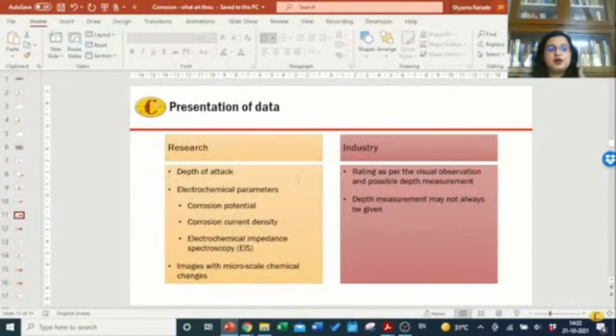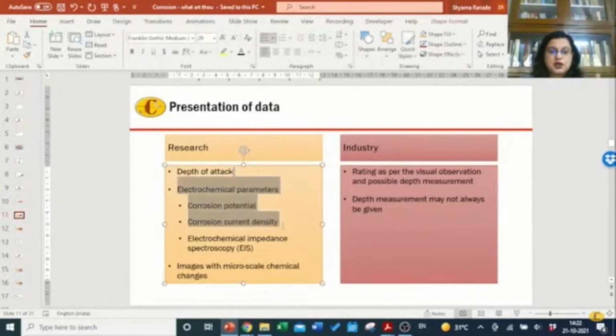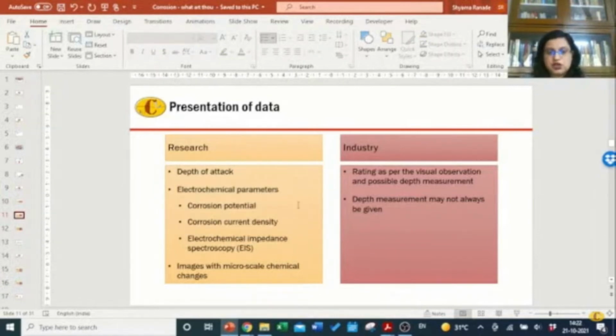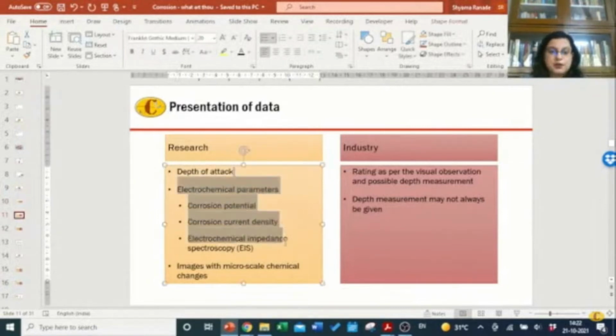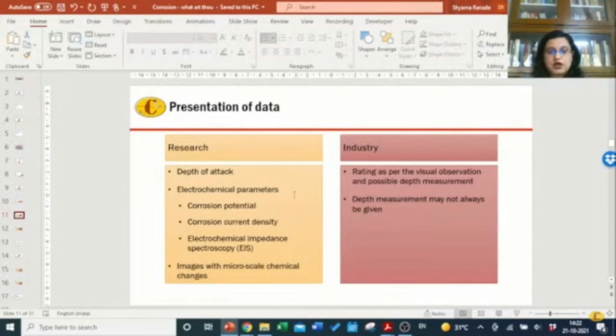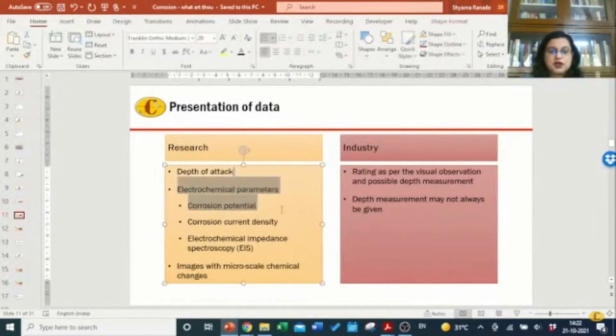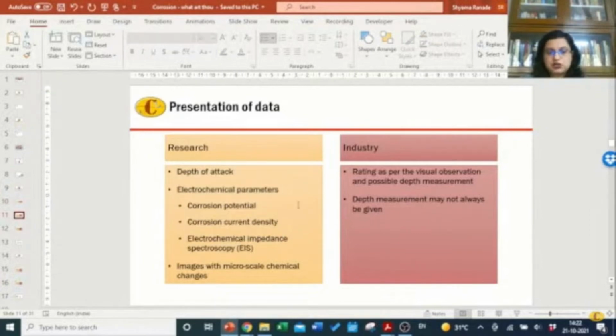So, when it comes to the presentation of data, research has a lot of different parameters like electrochemical corrosion potential, corrosion current density, etc. Now, when they present this data, it is more focused on the quantities. So, when they say that its corrosion rate is such and such, it does not really make sense if it is given in the data sheet. On the other hand, industry wants a quick answer: whether it is good or bad, is the rating excellent or very good or poor. So, when the researchers want to communicate, they have to remember this requirement of the industry.